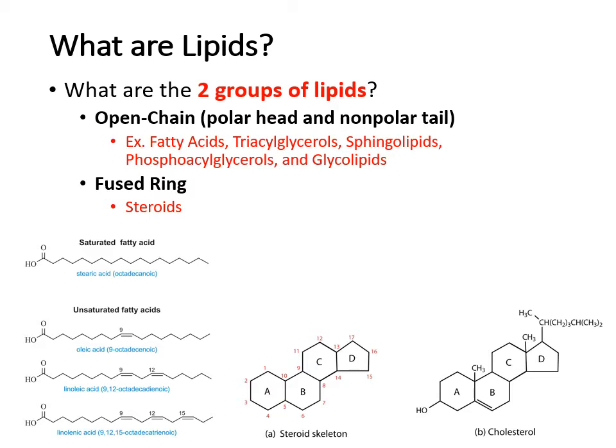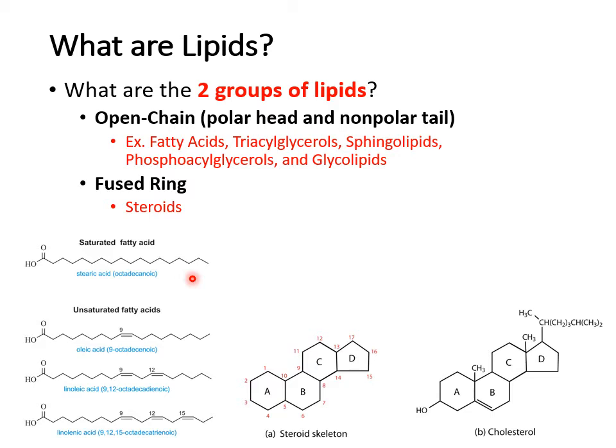Now, there are two groups of lipids I'd like you to know. They're based on their chemical structure. Lipids can be considered open chain lipids, which are the ones you see on this side, which include the saturated and unsaturated fatty acids, triacylglycerols, sphingolipids, phosphoacylglycerols, and glycolipids, all of which we're going to discuss in today's lecture.